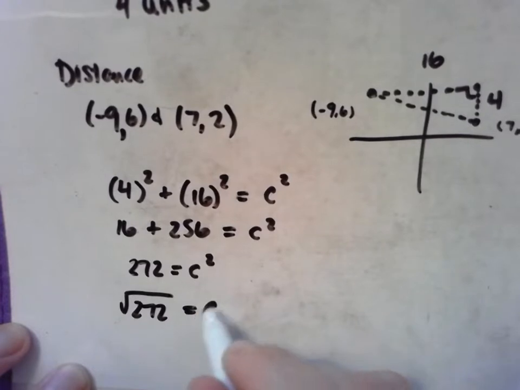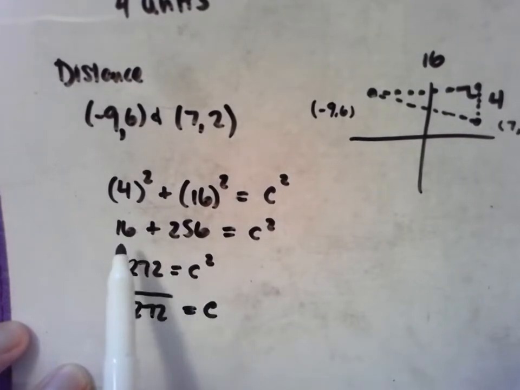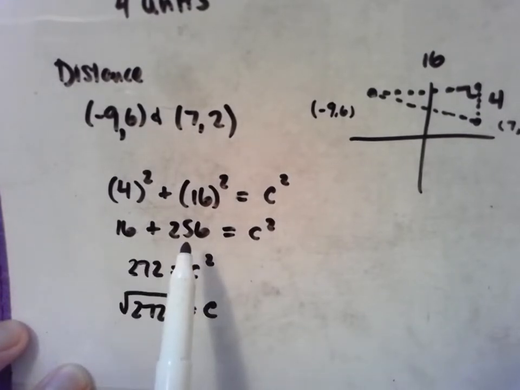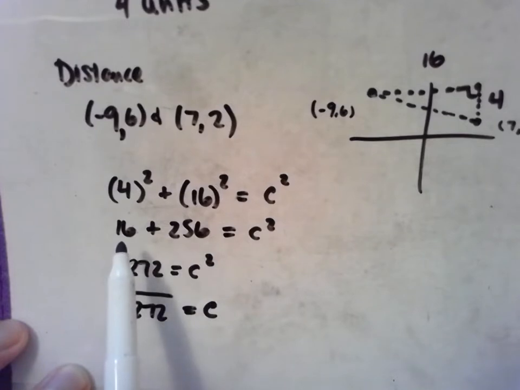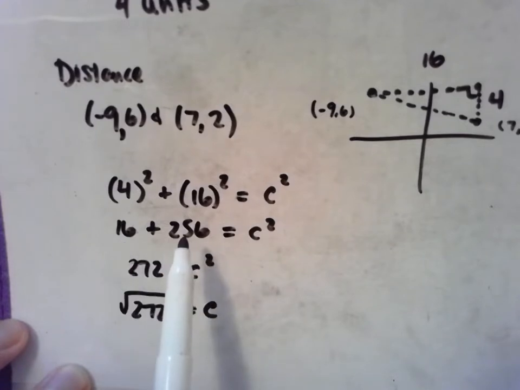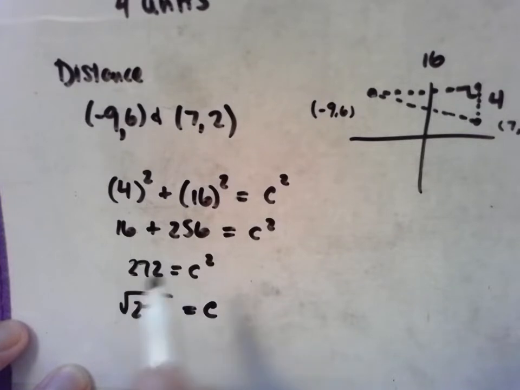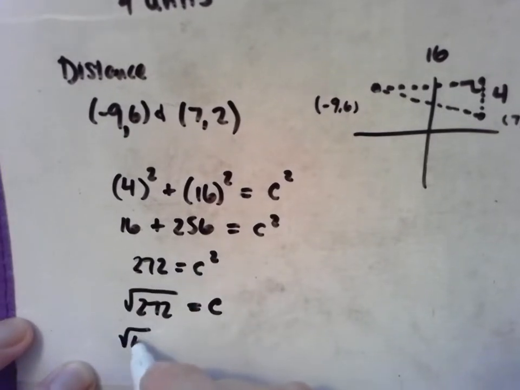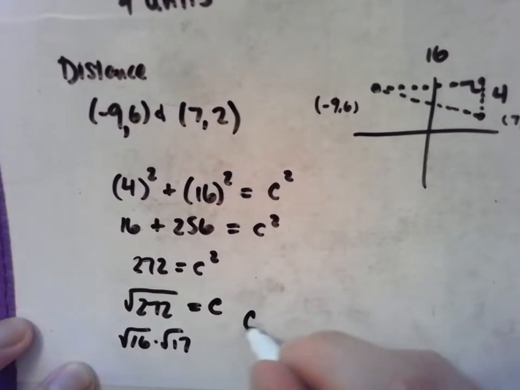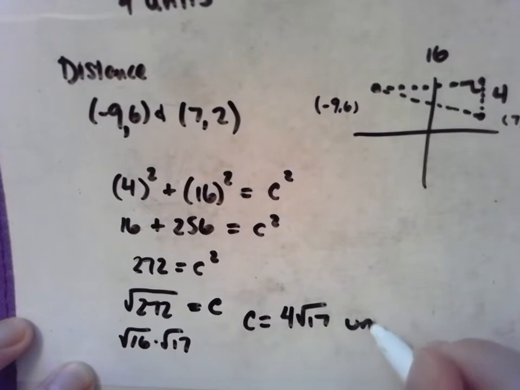I'd like to simplify this answer as a distance. What I did notice is 256 is 16 squared, and there's another factor of 16. So I have 16 16s here, and one more factor of 16, that's 17 16s. So I know that this breaks up into these 2 radicals. The square root of 16 times the square root of 17 equals the square root of 272. So our final value for c, the distance between these 2 points, would be 4 root 17 units.